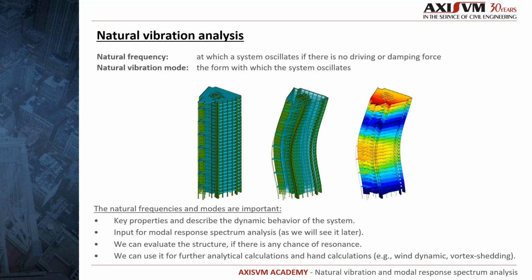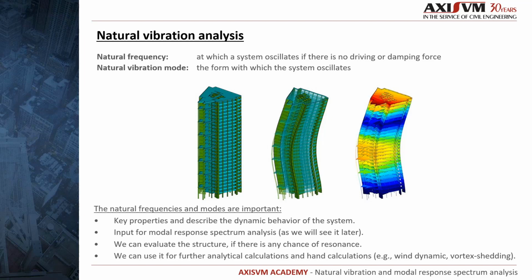Natural frequency or eigenfrequency is the frequency at which a system oscillates if there is no driving or damping force. The form with which the system oscillates is called the eigenmode. The natural frequencies and modes are important. They are key properties and describe the dynamic behavior of the system both in free vibration and under excitation. Input for modal response spectrum analysis, as we will see it later. We can evaluate the structure if there is any chance of resonance.